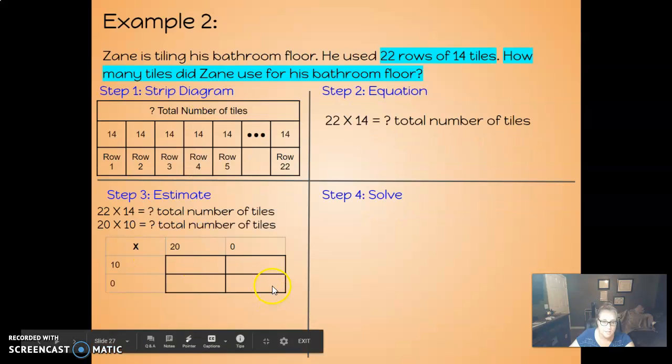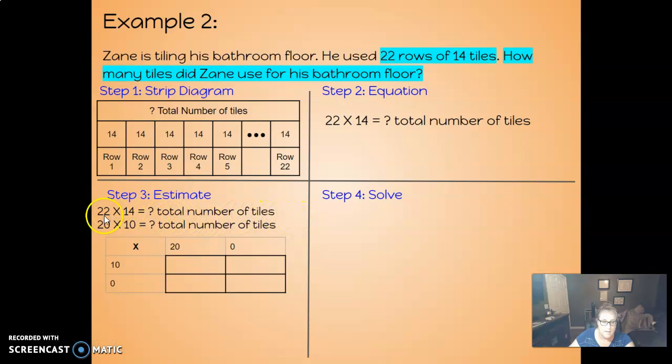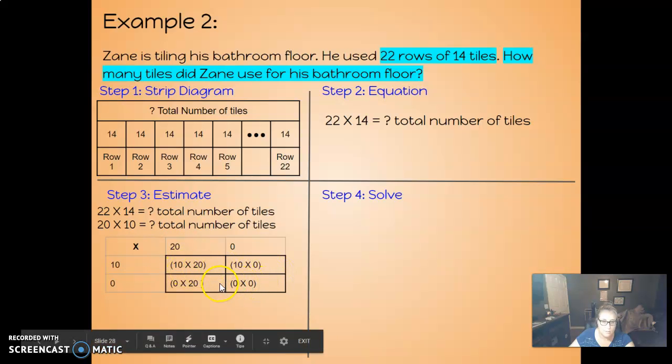Now again, I'm going to use my partial products method. So the first thing I'm going to do is break apart my 20 into 10s and 1s. So I have 20 plus 0. And I have my 10, which is 10 plus 0. Now remember, I like to write the problem inside of each box so that I know what I'm solving for.